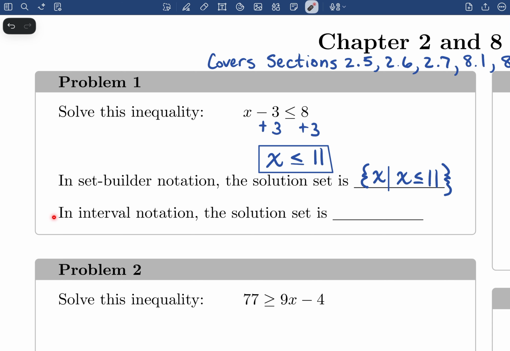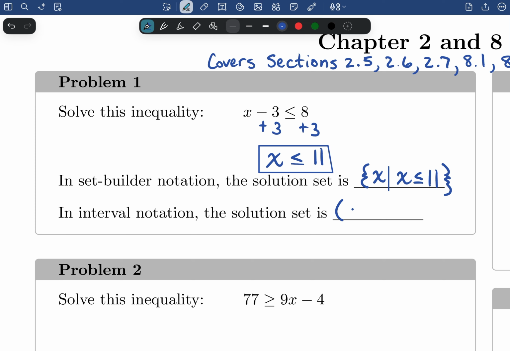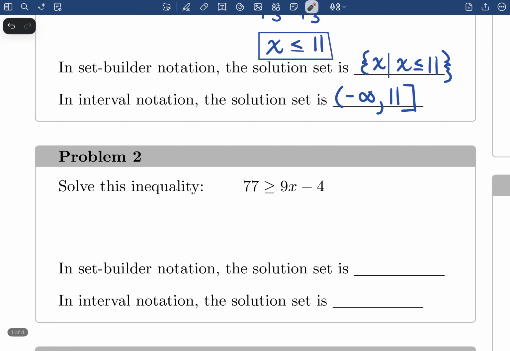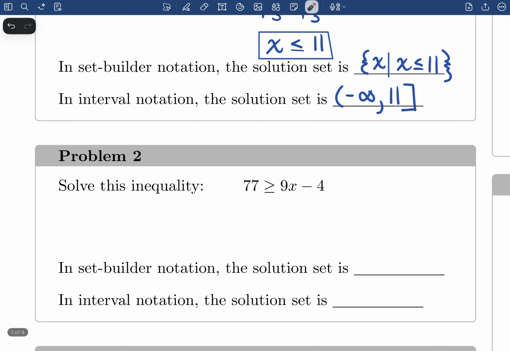Now, in interval notation, the solution set is, well, negative infinity until 11. And negative infinity always has a parenthesis with it, and 11 has a bracket because it includes 11, right? Less than or equal to 11. There you go. So I've just written the set builder notation and the interval notation for that solution. Let's try problem number 2.